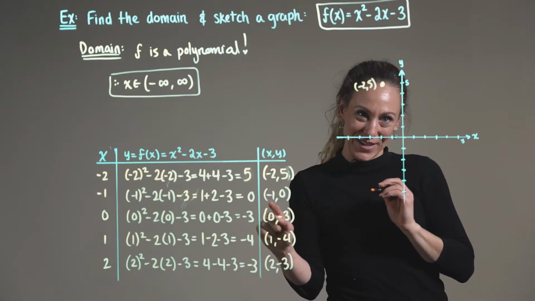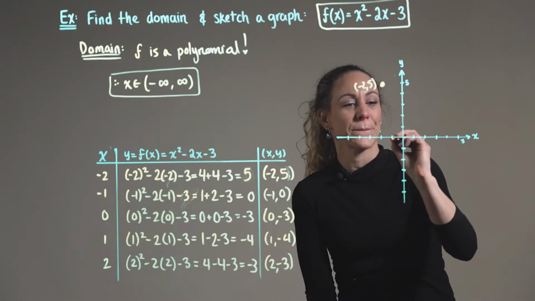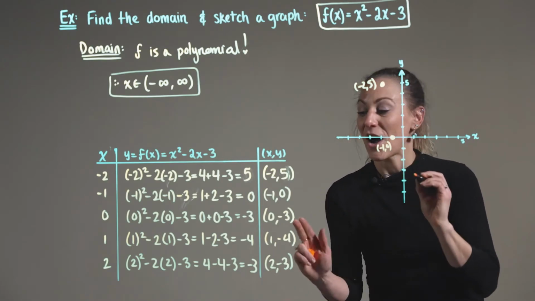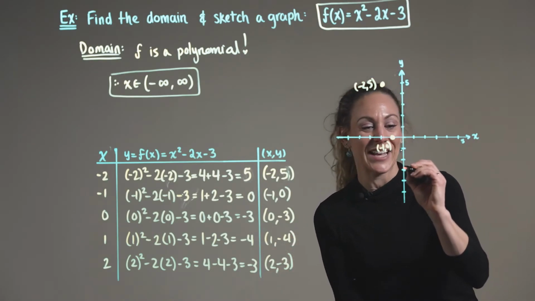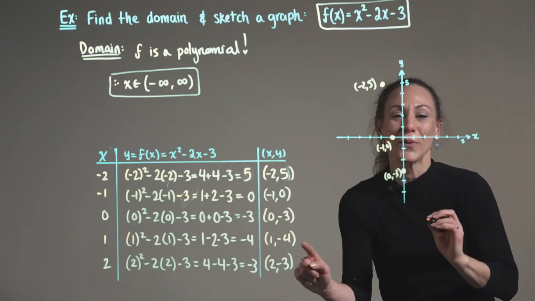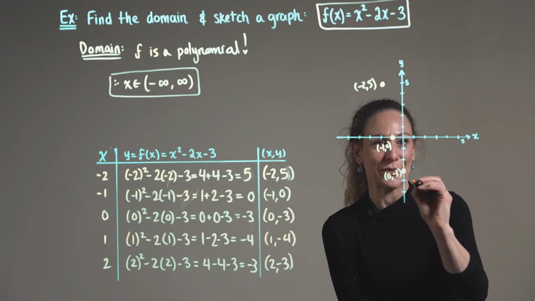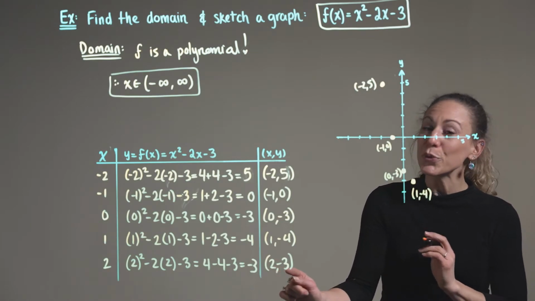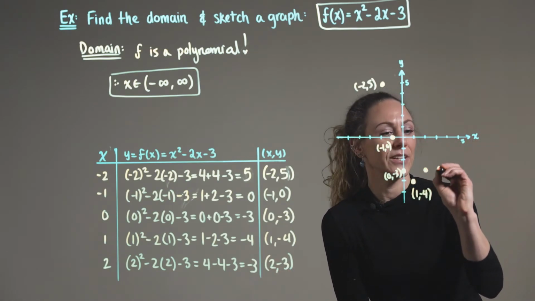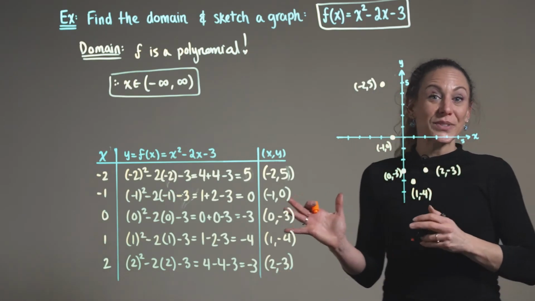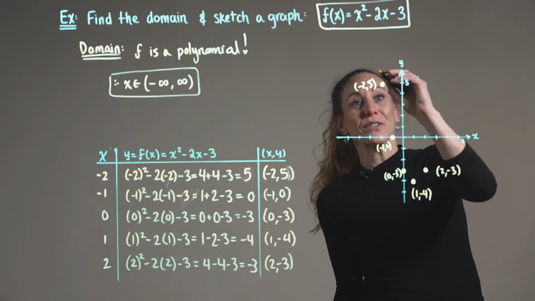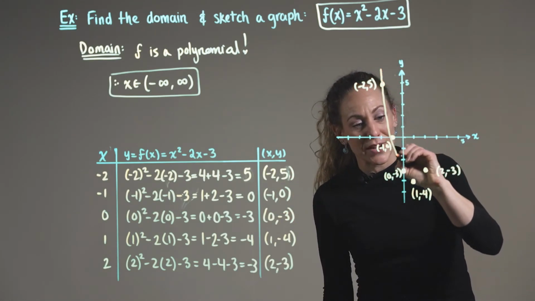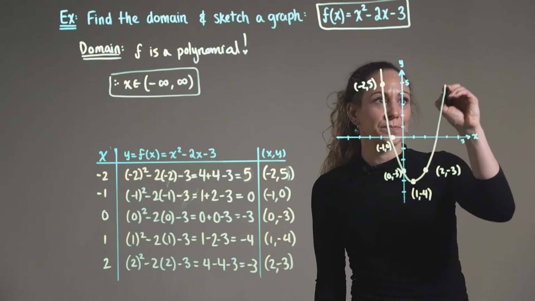Our next solution point is -1, 0. Our next solution point is 0, -3. We have 1, -4. And last but not least, we have the ordered pair 2, -3. So in order to see the graph of this function, we now connect these ordered pairs with a smooth curve.